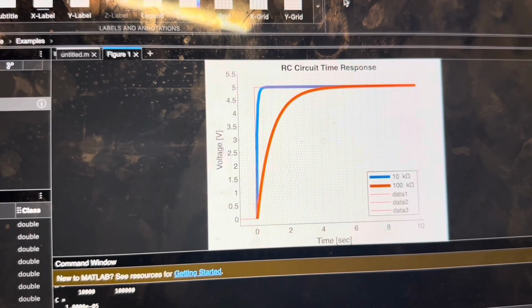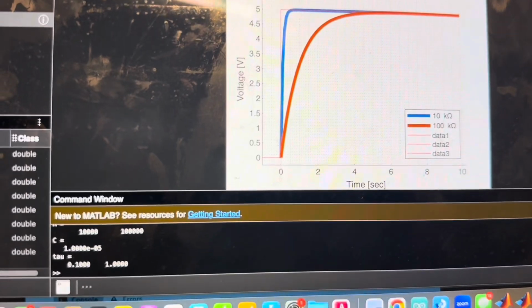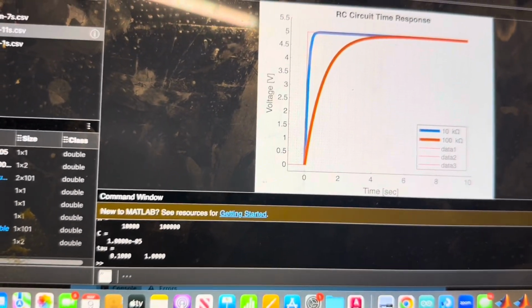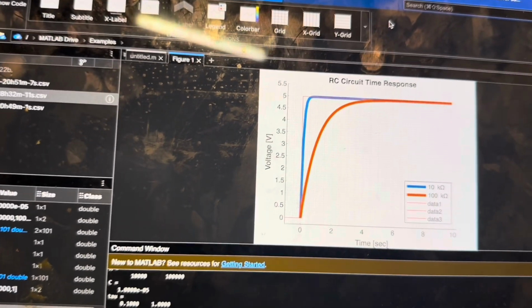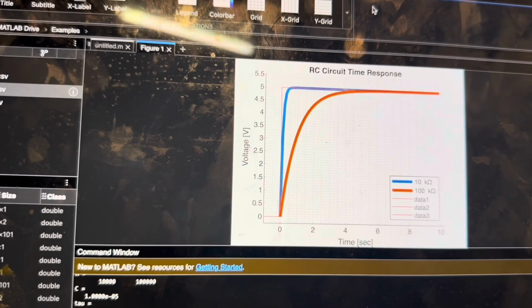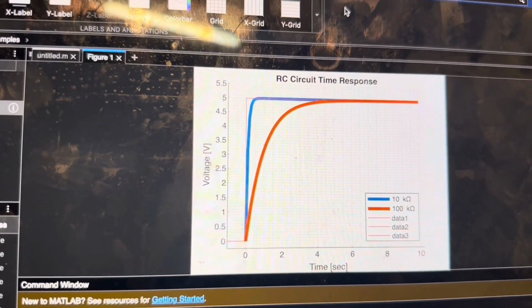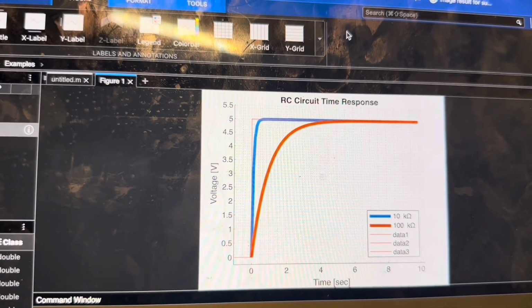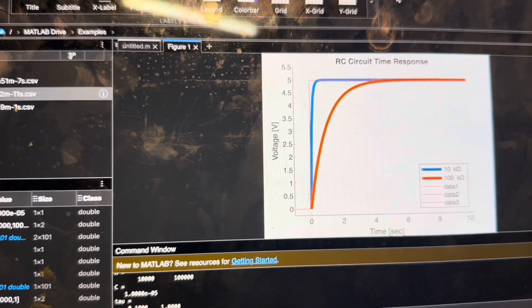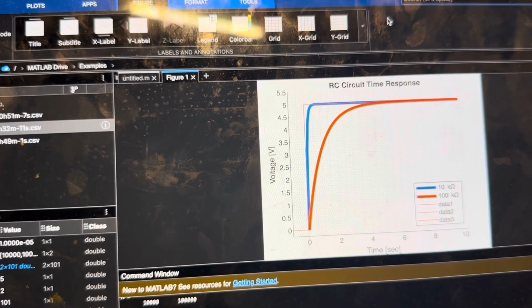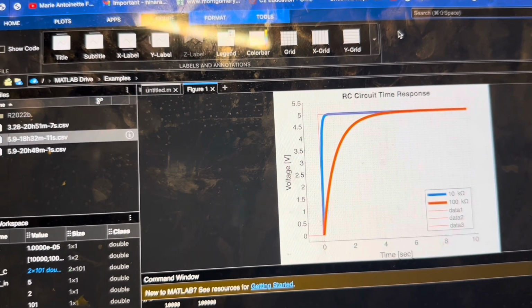exponential charging. And then for the 10K resistor, since the time constant is much smaller, it charges much faster compared to the 100K ohm resistor, which takes quite a bit longer. But yeah, they both respond to the step input for this.